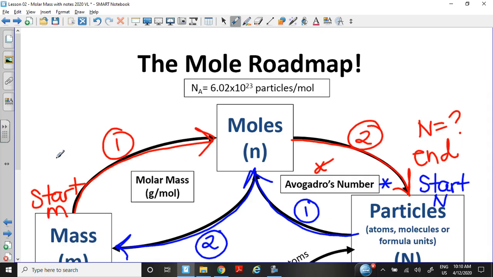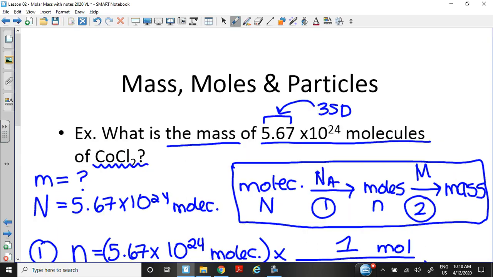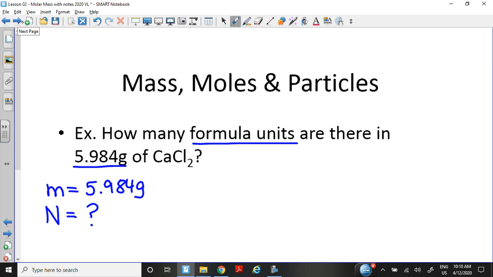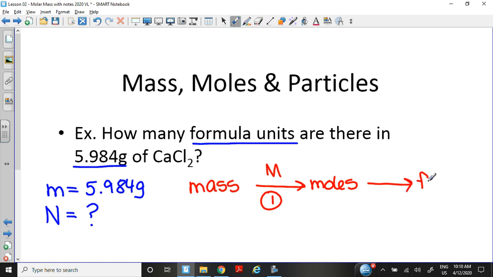So if we go back to our question, let's make a little note of the steps that we're going to take, and then we'll try and solve the problem together. First, we're going from mass this time, and we're trying to find moles. This is our first step. Mass and moles, we said, always involves molar mass. Our next step, we're trying to find formula units. Formula units is a type of particle, and we know we need Avogadro's number for that.